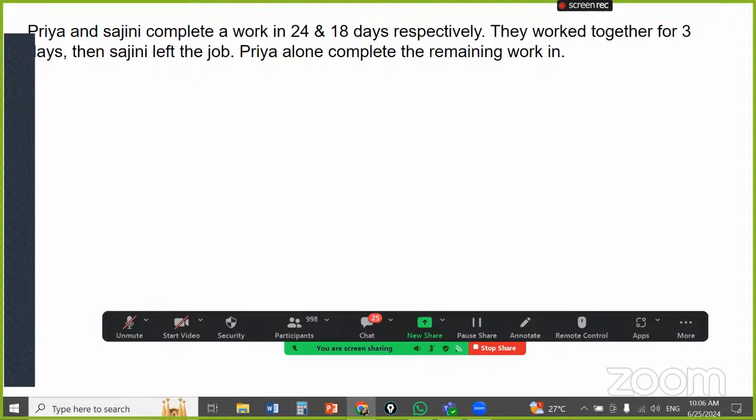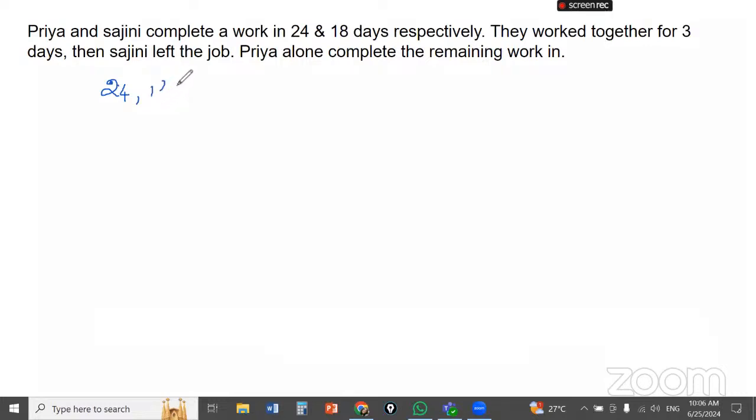This is what I told you. This cannot be done with our usual method. For these types of questions, we have to go for the second method, which I taught you. What we have to do here is take 24 and 18. So the LCM of 24 and 18. Can you tell me how much the LCM of 24 and 18 could be? You got it in the previous question. Yes, it's 72. So the LCM of 24 and 18 is 72.